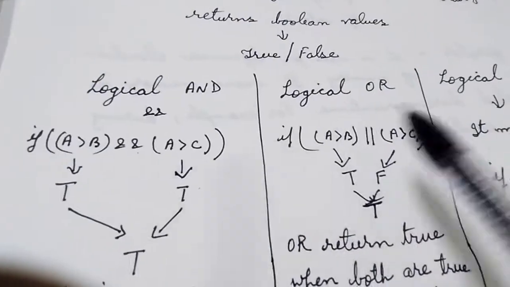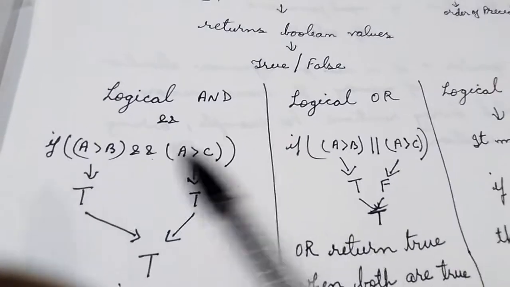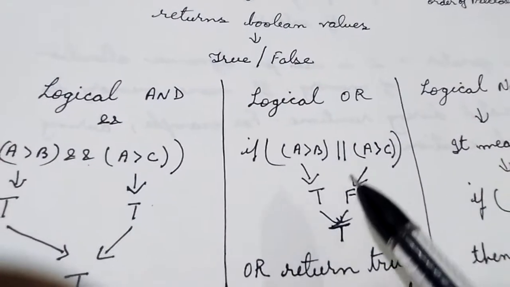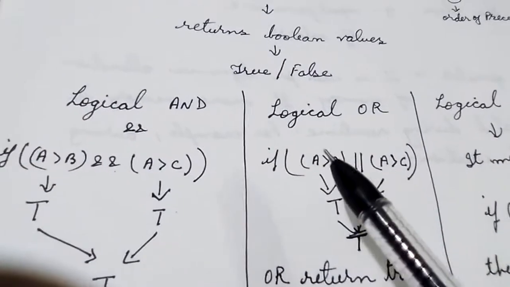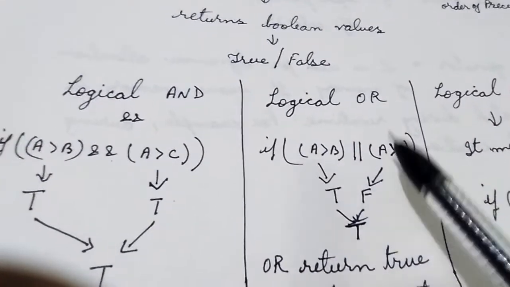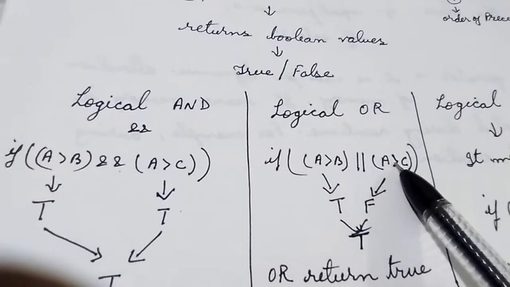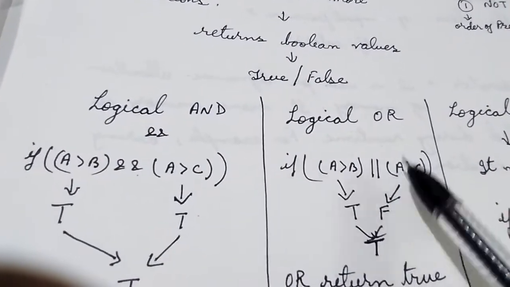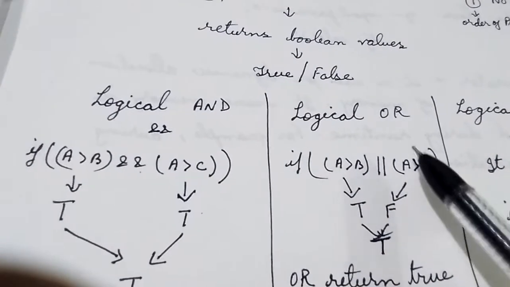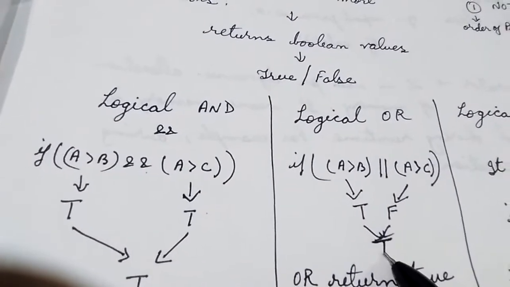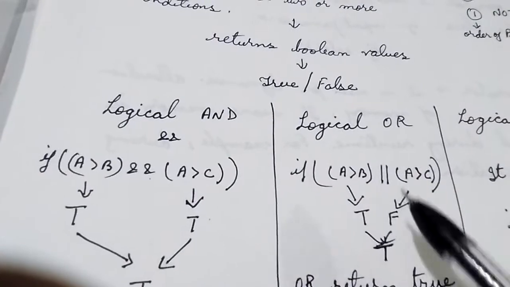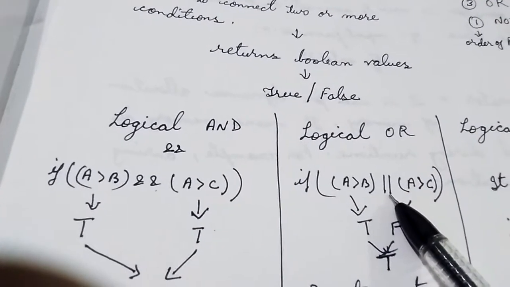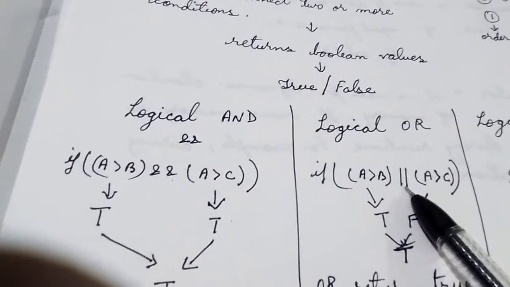And for or, this is the major difference. In or, if both are false, then it will return false. If both are true, or any one is true, whether this is false and that is true, or this is true and that is false, in all these conditions it returns true. And this is the sign of logical or.